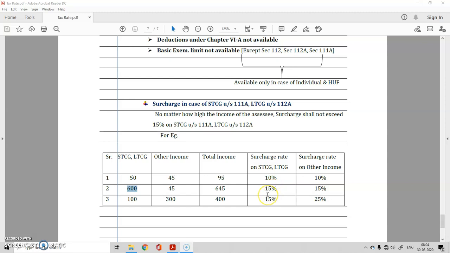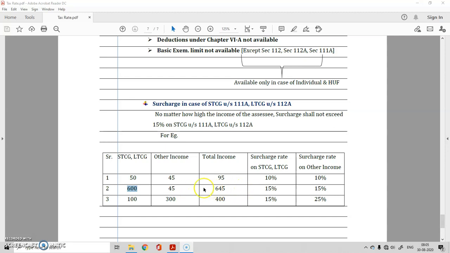And in such case, if we go for the surcharge table, then if the net taxable income is exceeding 5 crores, then the surcharge would be applicable at the rate 37%. But in this case, as discussed here, no matter how high the income of the assessee, surcharge shall not exceed 15% on STCG. It means here, no matter how high the income is, surcharge would be on STCG and LTCG at the rate 15%. Now we need to see the balance income. Here the balance income is 45 lakh. That means it is below 50 lakhs. So as per the surcharge table, the surcharge would be nil.